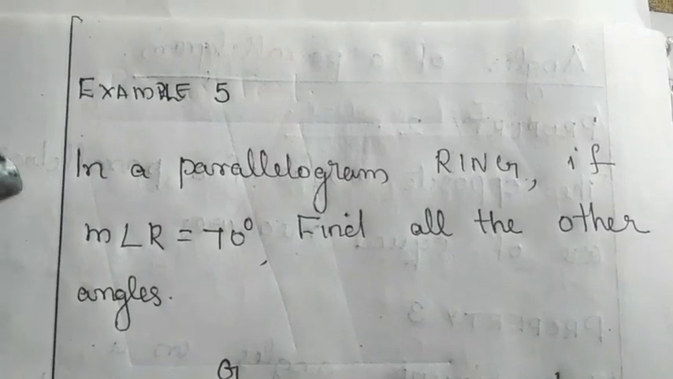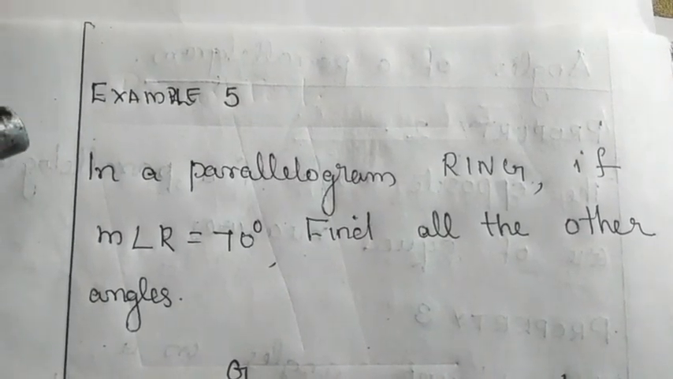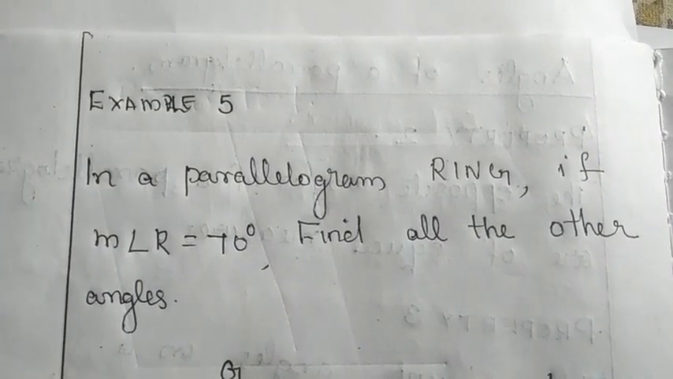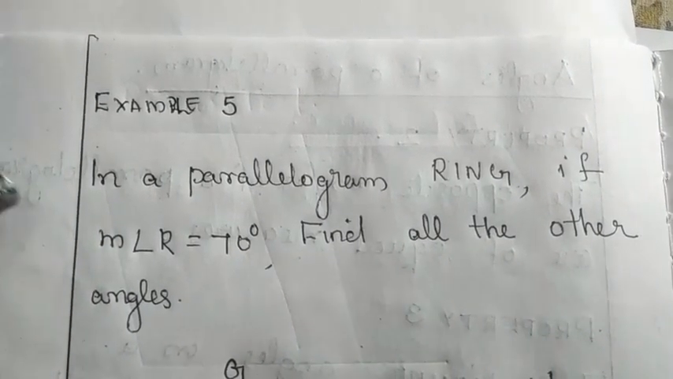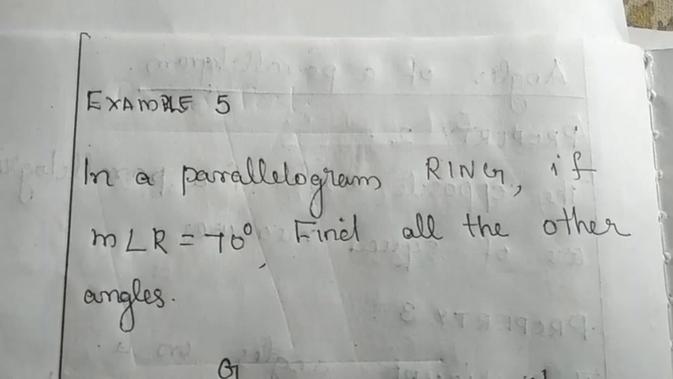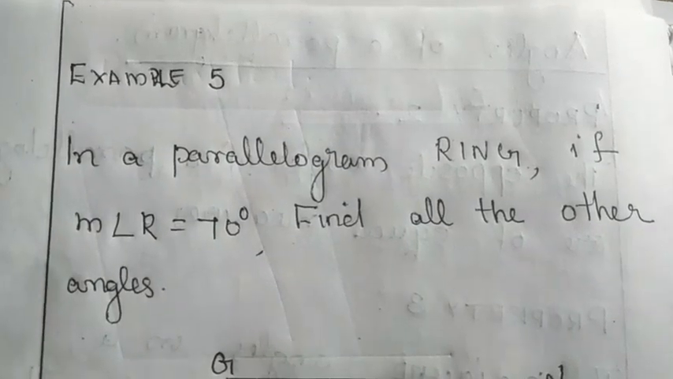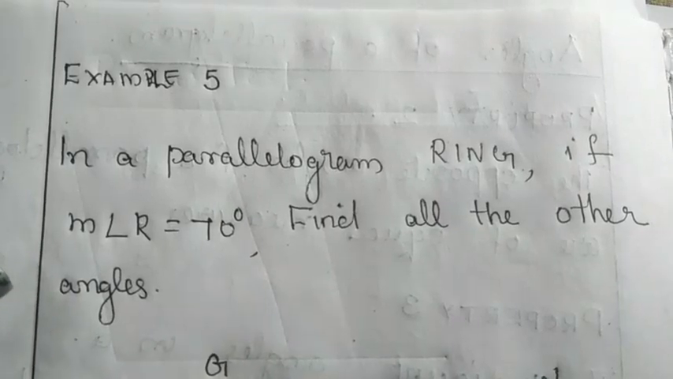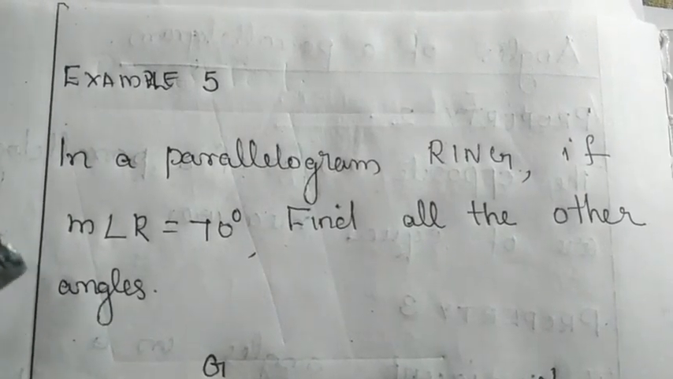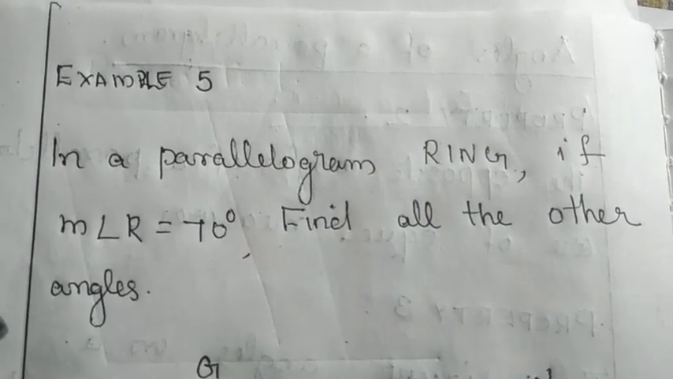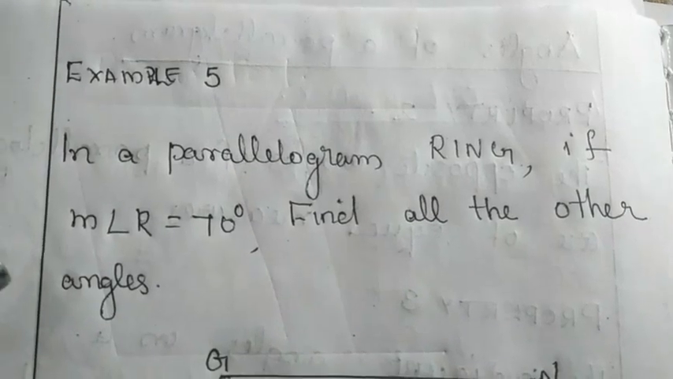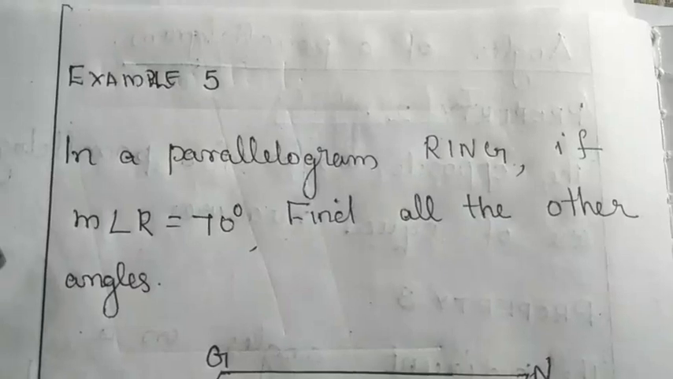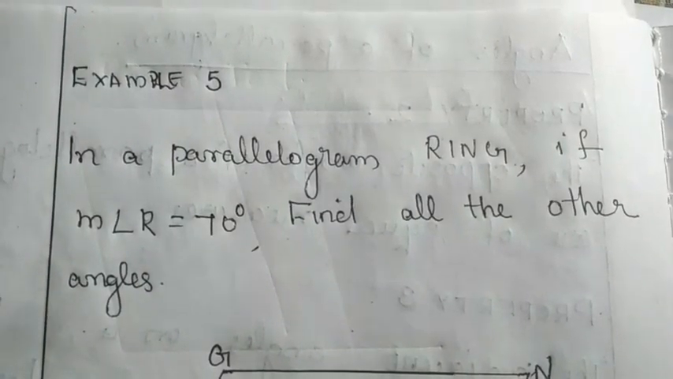Next question. In a parallelogram RING, if measure of angle R equal to 70 degree, find all the other angles. One angle R is given in the question. Using the properties of parallelogram, you should find the angles. Which are the properties we found here? Opposite angles are equal and adjacent angles are supplementary.